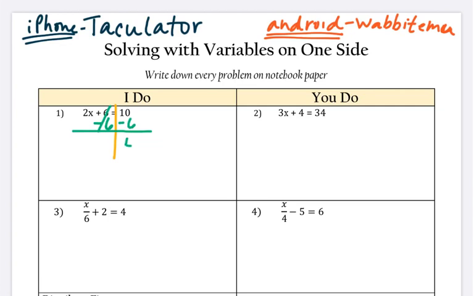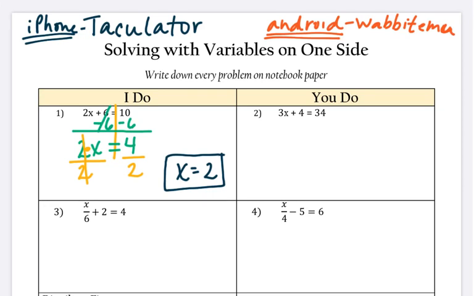10 minus 6 is the number 4. We bring down 2x from the left side. Now to get a letter completely alone, this is like saying 2 times x. So to undo this multiplication, we are going to divide by 2 and divide by 2. Very easy. That leaves me with x equals 4 divided by 2, which is the number 2.